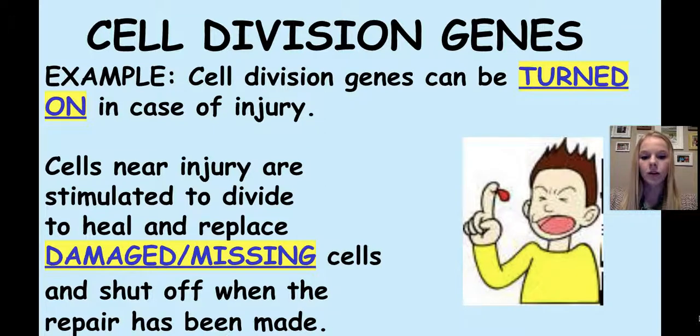Now that you have learned about the process of cell division and the various phases of the cell cycle, it is time to talk about how the cell cycle is regulated. Cells have specific genes that regulate division. When needed, they turn on to stimulate cell division. For instance, when you cut your finger, the skin cells near your cut are stimulated to divide in order to repair the damage and heal the wound.